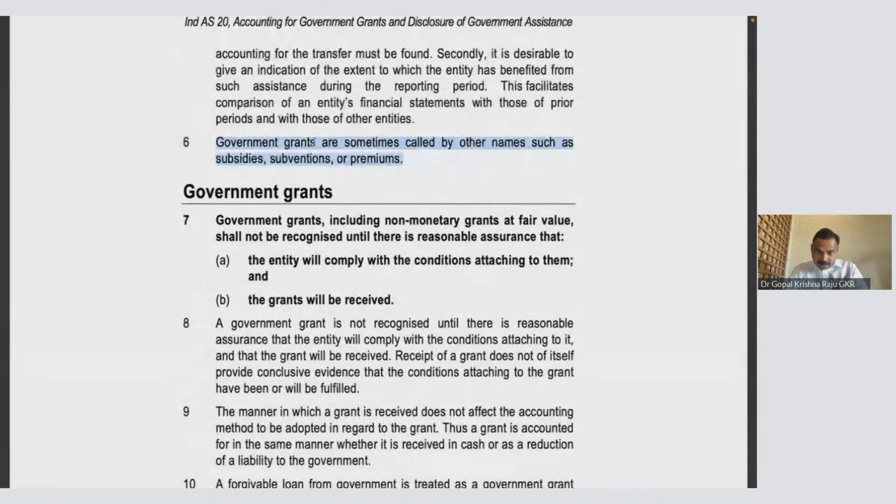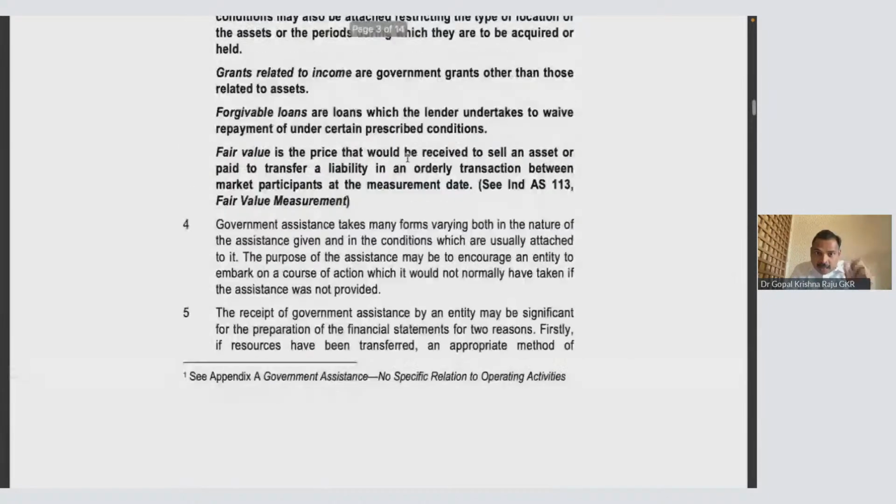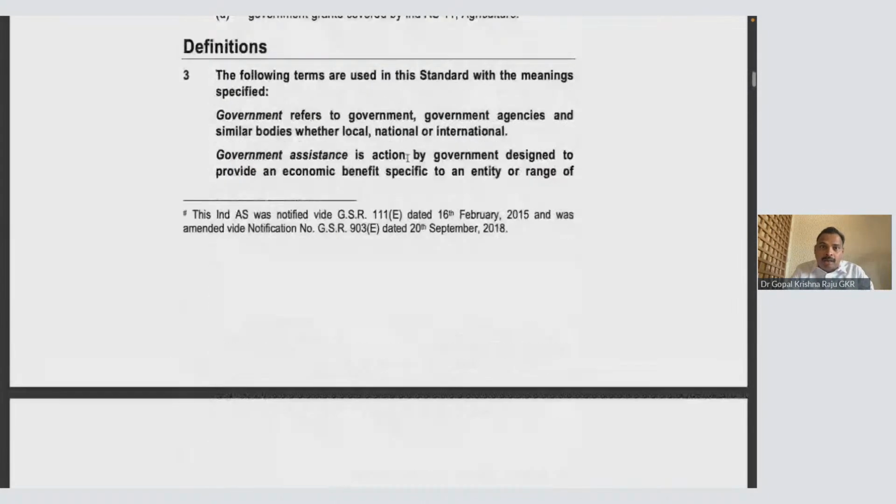Government grants are sometimes called by various names also: subsidies, subvention, interest subvention, especially for various loans, where instead of giving a waiver, an interest subvention will be given, and the chartered accountants have to certify the interest subvention portion during their annual bank audit. Premiums, these are all various names. So let me first start with the term called government.